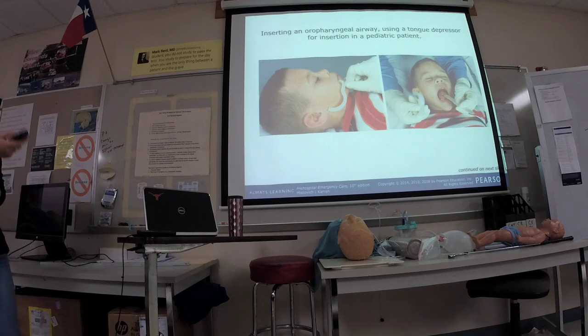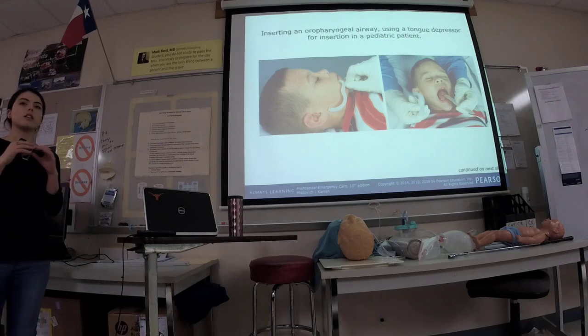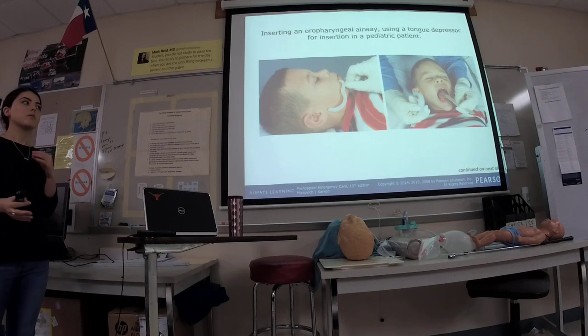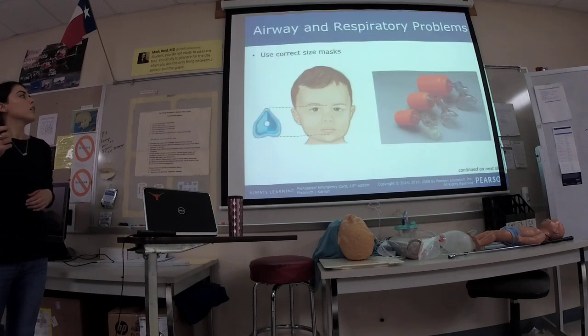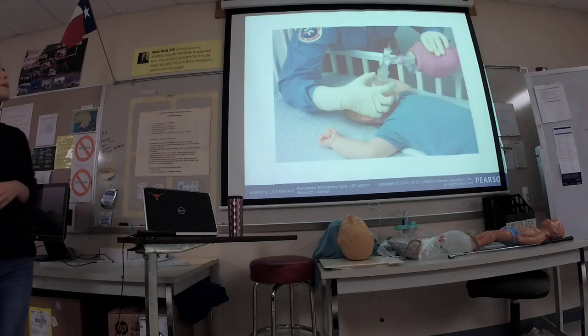And then, like we said before, since the tongue is so proportionately larger, you may want to use a tongue depressor to be able to insert an OPA. Make sure to use the correct mask size: adult, child, infant.